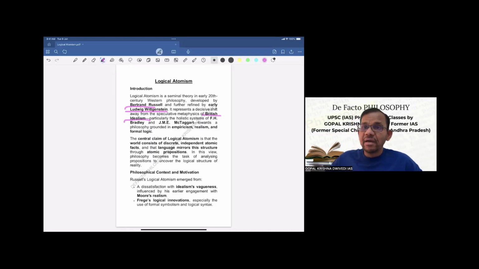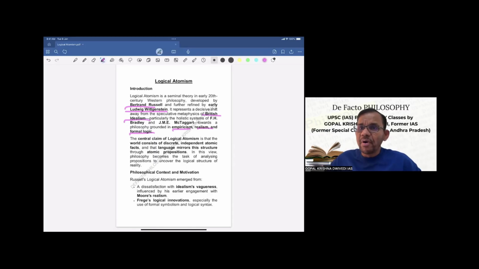I mean, as a follower of Hegel. So this philosophy of logical atomism was grounded basically against idealism. Therefore, it was grounded in empiricism, realism, and formal logic, which was against the British idealism theory.